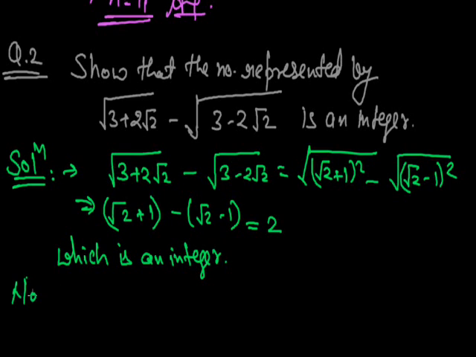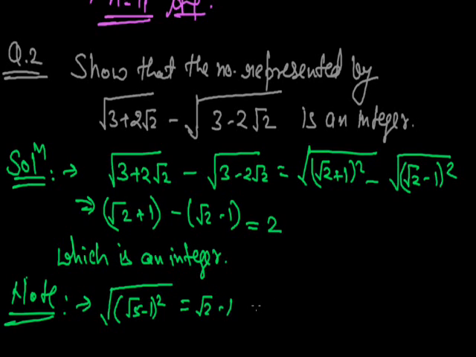Here we should note that square root of root 2 minus 1 whole square is equal to root 2 minus 1, since radical always denotes the non-negative square root. We cannot say that it is equal to 1 minus root 2, as radical always denotes the non-negative square root. We cannot have a negative square root for a given radical. So we'll always have a positive value like root 2 minus 1, but not 1 minus root 2.